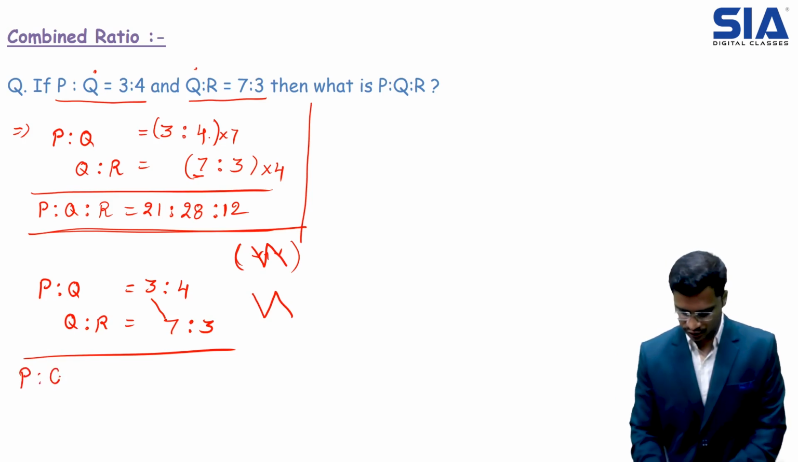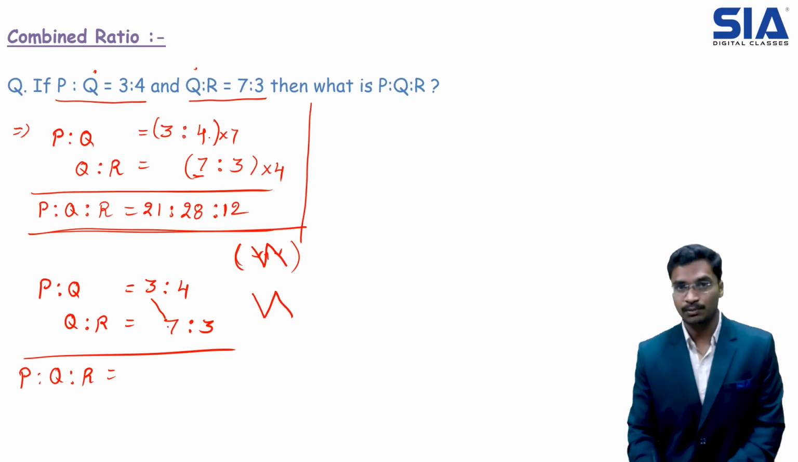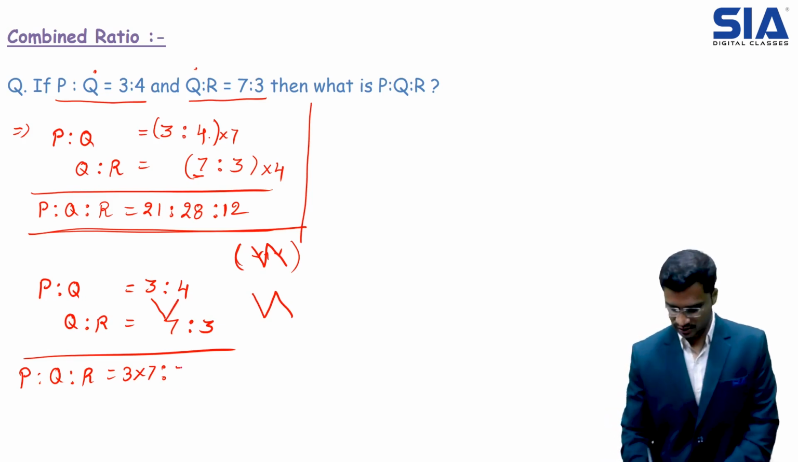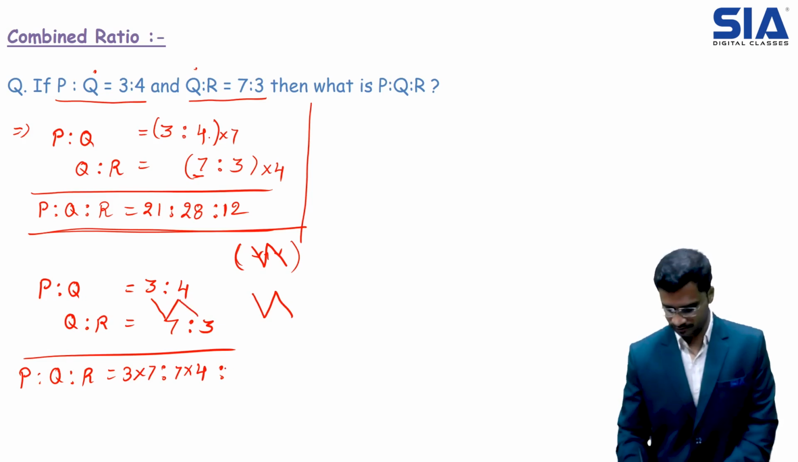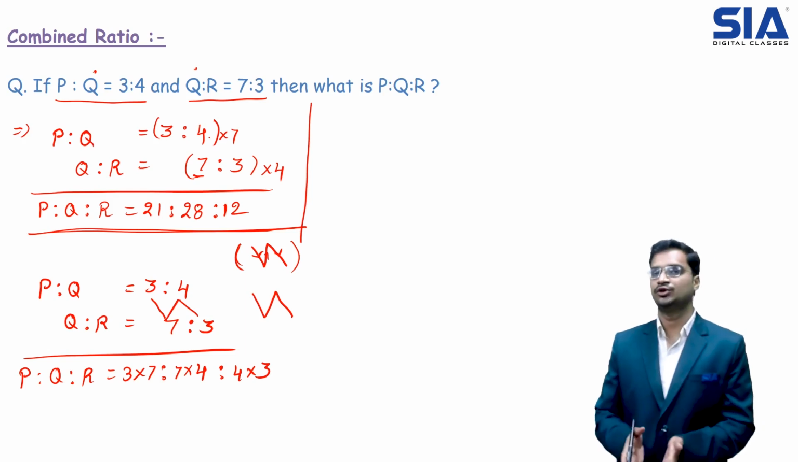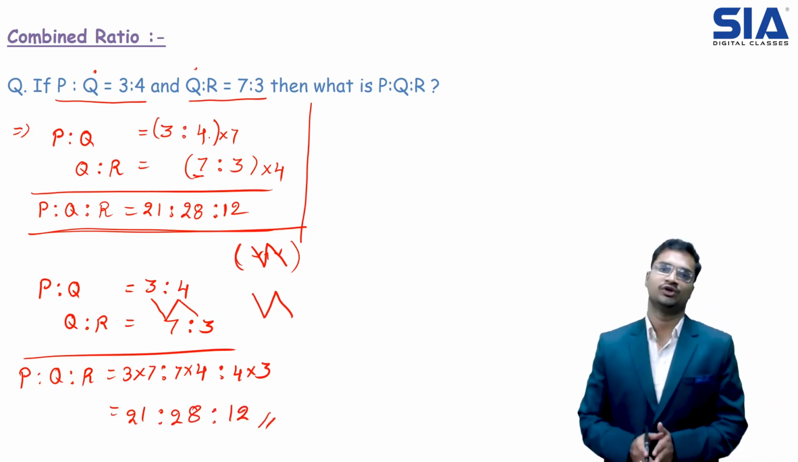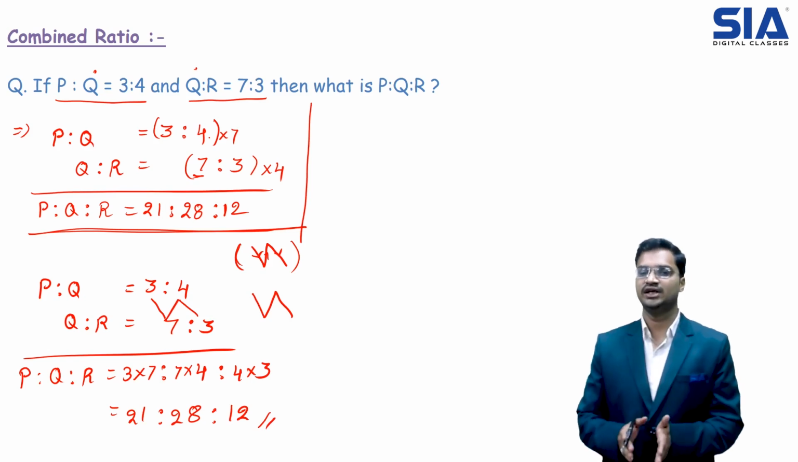So P ratio Q ratio R is equal to 3 multiplied by 7, 3 into 7 ratio. Then from below to up, 7 into 4. Then from top to bottom, 4 into 3. So I am getting the P ratio Q ratio R values. 7 3s are 21, 4 7s are 28, 4 3s are 12. So the P ratio Q ratio R values are 21, 28, 12.